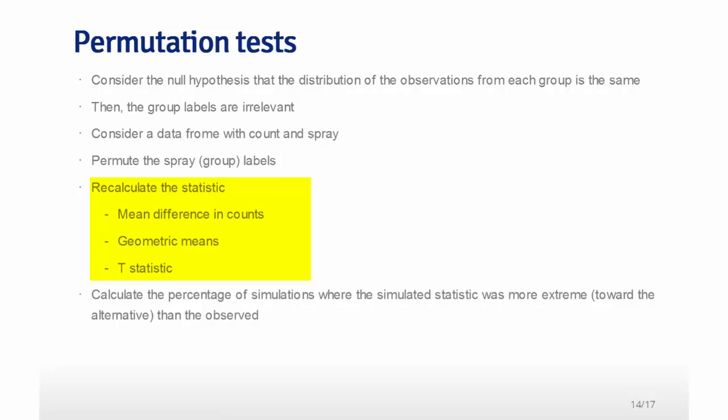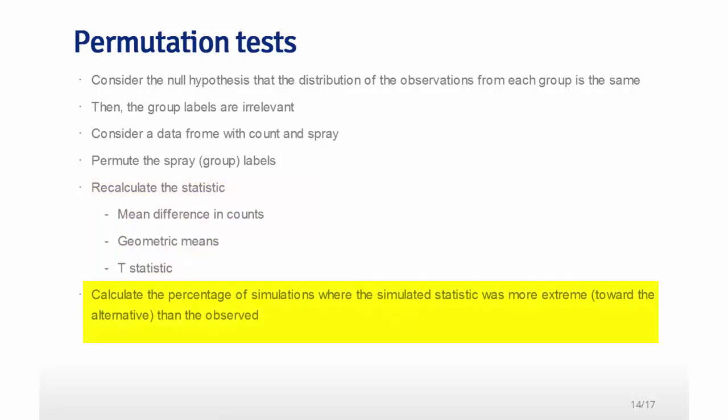To calculate a p-value, you simply want to calculate the percentage of simulations where the simulated statistic was more extreme in the favor of the alternative than the observed. So more extreme in the difference of means setting would be having a greater difference in the means towards the direction of the alternative. This will yield a permutation-based p-value. Let's go through an example.